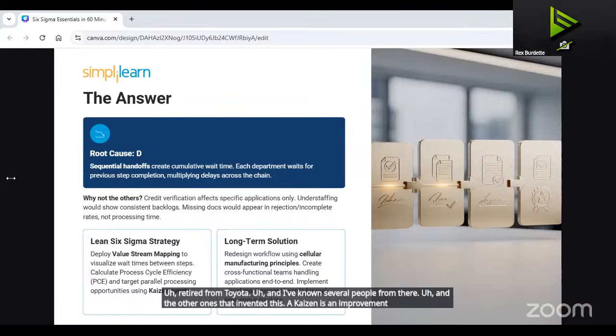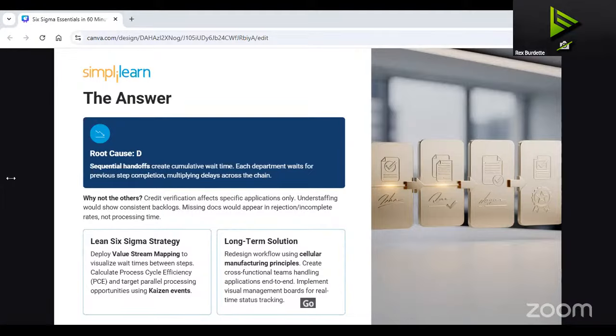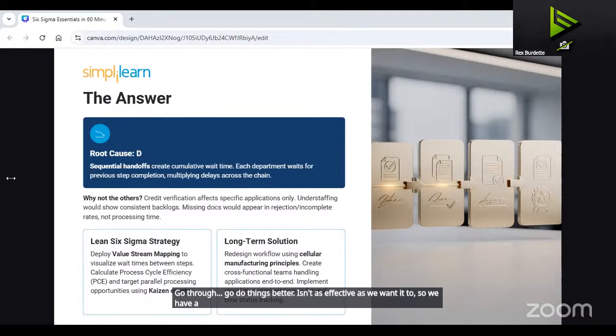So when we talk about a Kaizen event, it's really a management issue where we want to have an improvement, but we know just telling everybody, hey, go do things better isn't as effective as we want it to be. So we have a focused time. Usually it's a week, but it depends on how the person leading the event wants to do it. And we come in and we focus just that week on making improvements in that process. So it's called a Kaizen event.